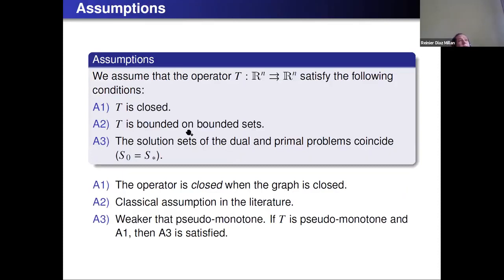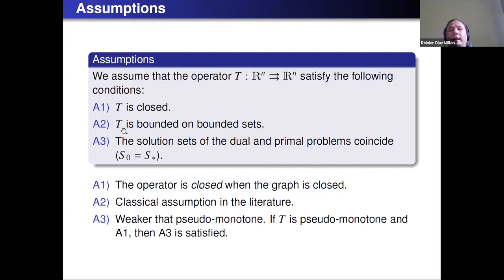Okay, which assumptions do we need to ask of our operator in view of convergence? And as we say later, the operator will not necessarily be continuous. We only need that the operator be closed, which means that the graph is closed, okay? We only need that the operator be closed. In other words, this is upper semi-continuous. Upper semi-continuous is equivalent to having a closed graph.